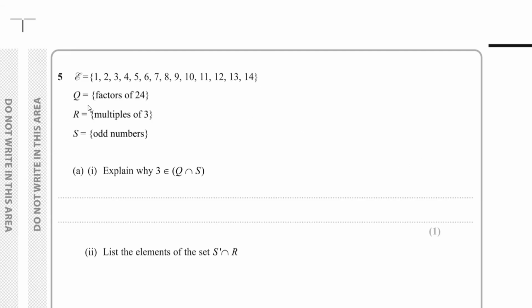Question number 5. We have a set of numbers from 1 to 14 inclusive. Q are factors of 24, R are multiples of 3, S are odd numbers. For the first part of part A, explain why 3 belongs to the set Q and S. So Q and S is an odd factor of 24.